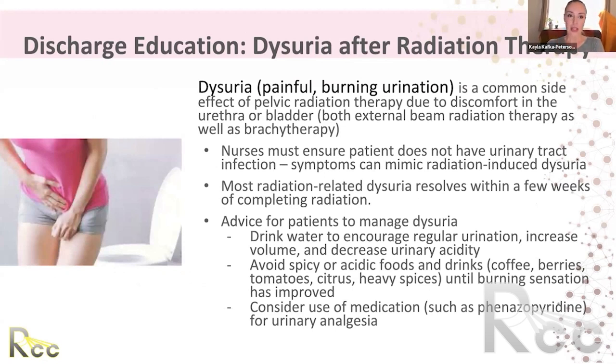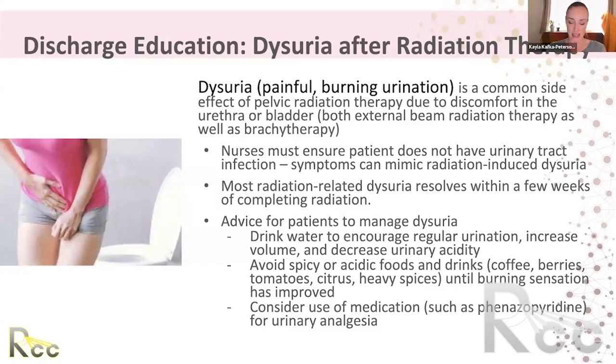So dysuria happens with pelvic radiation, whether it's external beam, whether it's brachytherapy. It is common after pelvic brachytherapy. And it usually gets better pretty quickly with time. Some patients it lasts a little bit longer, but as nurses, first we want to make sure they don't have signs of a urinary tract infection.